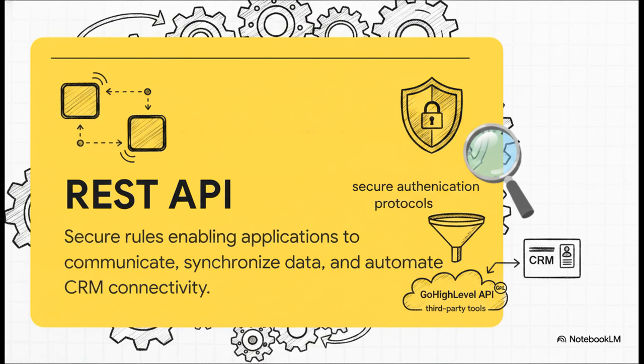Think of a REST API as a highly secure bilingual translator. Without it, your different software applications are basically like two people speaking entirely different languages, stuck in separate soundproof rooms. When you utilize the GoHighLevel API, you're setting up secure authentication protocols that allow third-party tools to talk directly to your CRM, flawlessly translating that data. It handles all the heavy lifting of synchronization so that everything from lead management to complex operational automation happens seamlessly behind the scenes. It completely bridges those soundproof rooms.